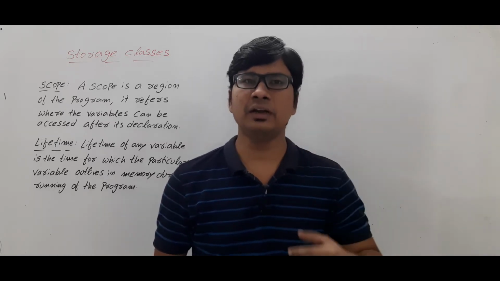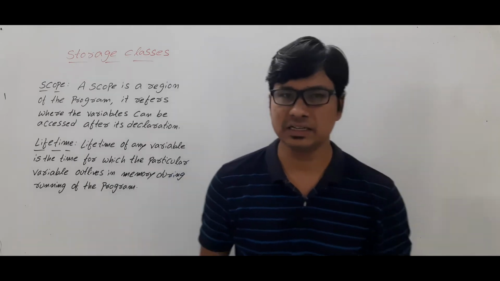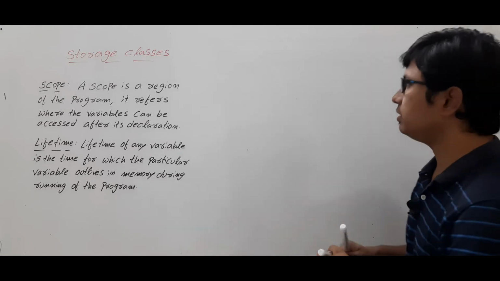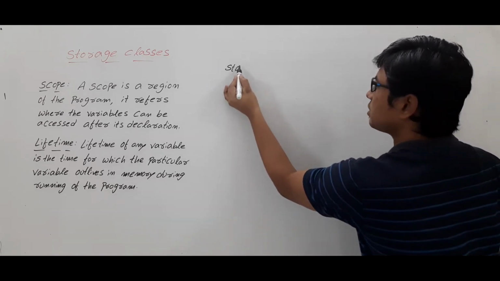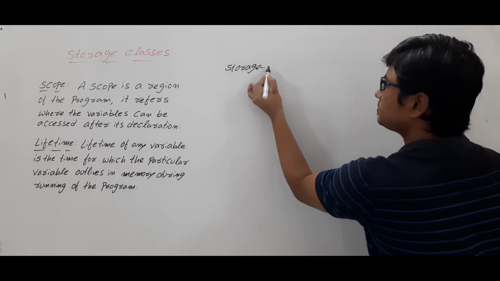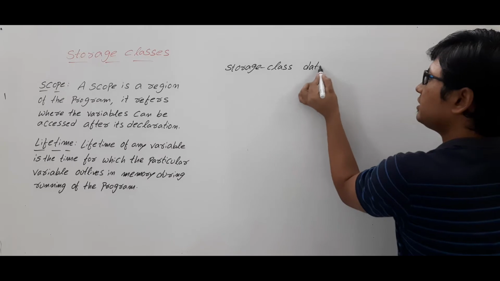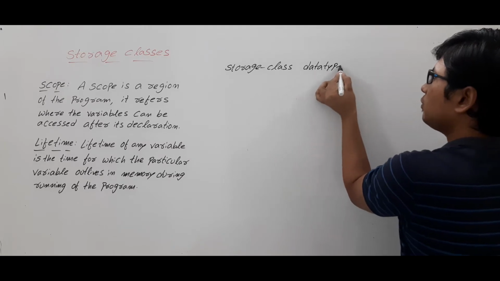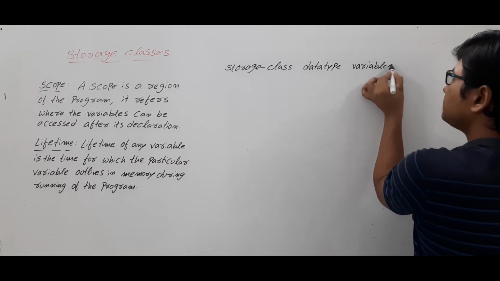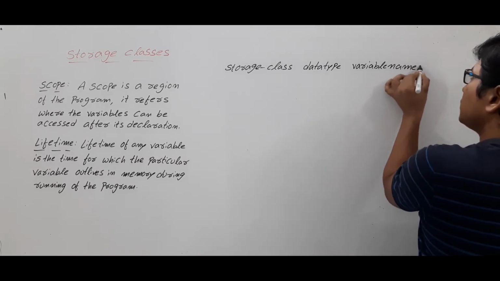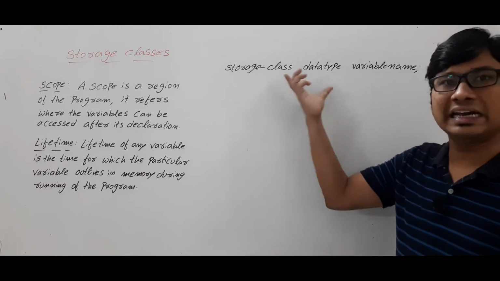Any variable defines two properties. One is the data type and the other is the storage class. Let me write the syntax of a variable. We will have the storage class of a variable, and then we have to specify the data type, and the variable name, which ends with a semicolon. So this is the way you have to declare a variable.